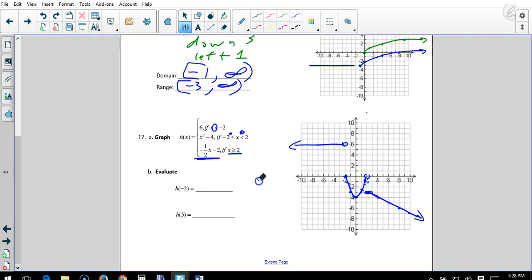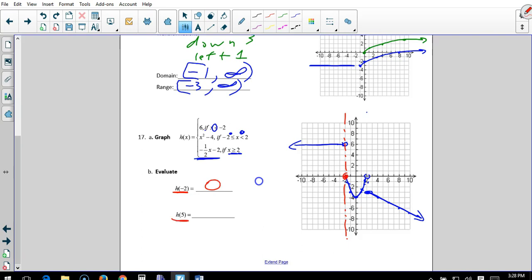Now, to determine h negative 2, I go to negative 2, and I look at my dotted line, and see, is it going to hit the horizontal line? No, because it's an open dot. Is it going to hit my diagonal line? No, because it starts at 2 and goes right. So it's just going to hit my parabola. Where does it hit? Right there at 0.